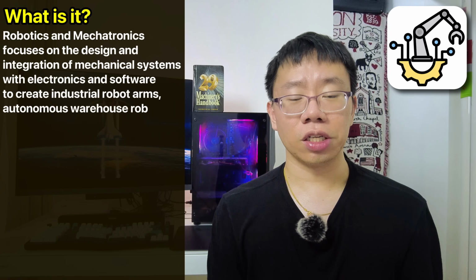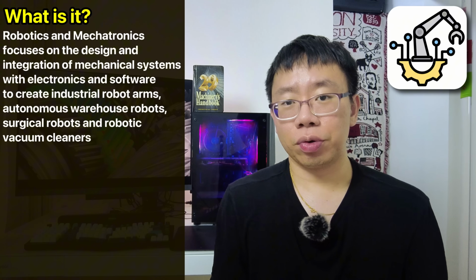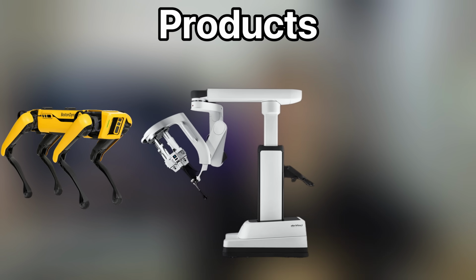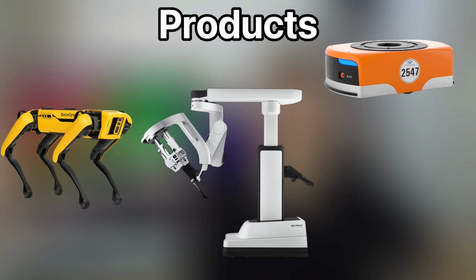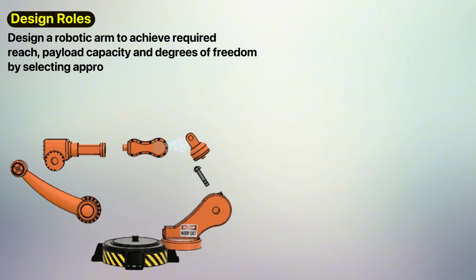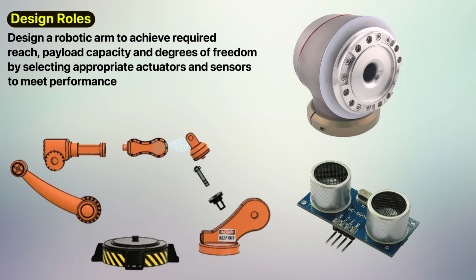Robotics and mechatronics focus on designing and integrating mechanical systems with electronics and software to create things like industrial robot arms, autonomous warehouse robots, surgical robots, and robotic vacuum cleaners. Robots, whether fully autonomous or semi-autonomous, allow complex tasks to be performed more efficiently and safely. Some real products you can work on include Boston Dynamics Spot, da Vinci SP Surgical System, Amazon's Warehouse Mobile Robots, and Fanuc LR Mate. You might design a robotic arm to achieve required reach, payload capacity, and degrees of freedom while selecting appropriate actuators and sensors to meet performance specifications.